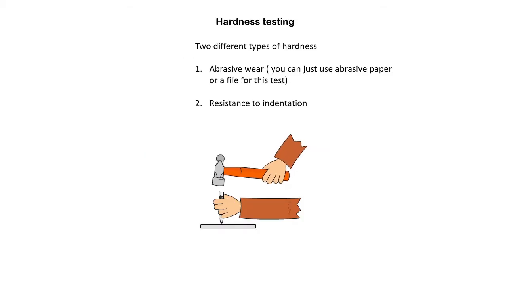So next you've got hardness testing. So you've got abrasive wear. That's where you would have your material, get abrasive paper, like glass paper or a file, and put it across. This is basically measuring wear and tear. And then you've got resistance to indentation. That is where you get a center punch and a hammer and hit it with a set amount of force and see how much of an indentation in the surface you make.